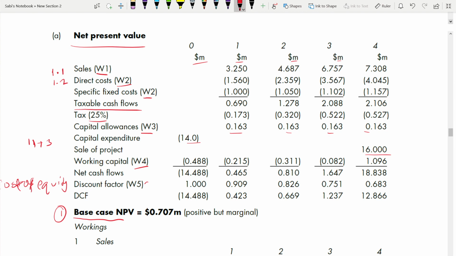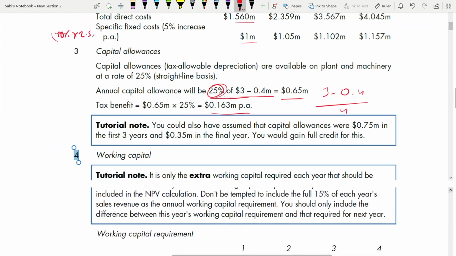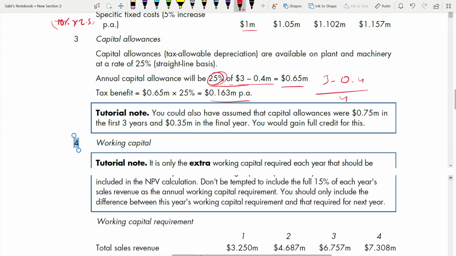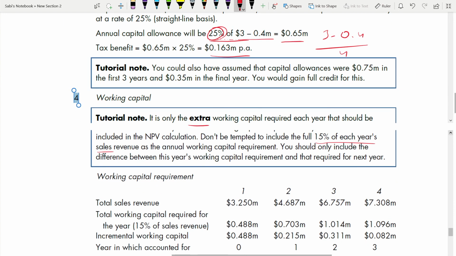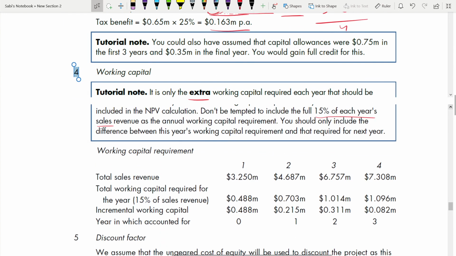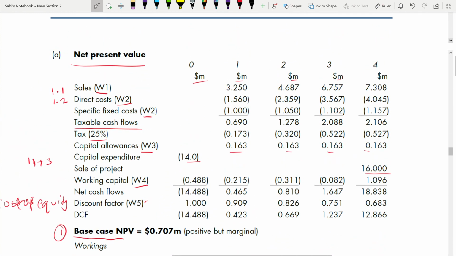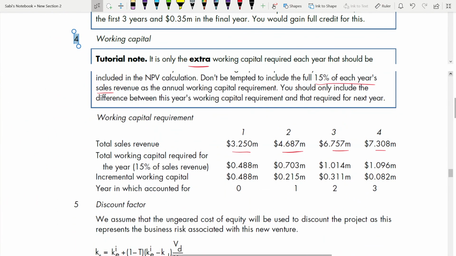So coming to the working capital, working 4. Okay, tutorial note, it is only the extra working capital required each year that should be included in NPV calculation. Don't be tempted to include the full 15% of each year's sales as an annual working capital requirement. You should only include the difference between this year's working capital and that required for the next year. Okay, so that is your note, working capital requirement. Now, what was the total sales revenue? This you can take from your sales revenue as it is, even from this table, in the beginning, first line. After that, 15% of the sales, so incremental working capital.